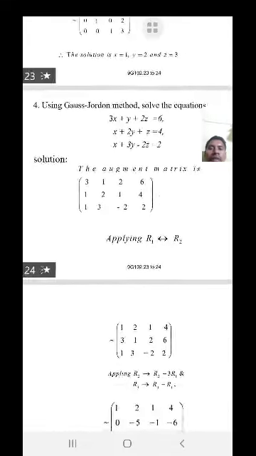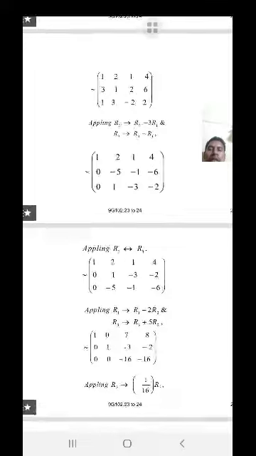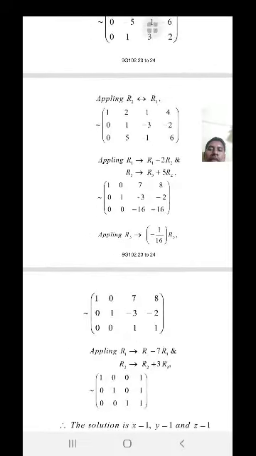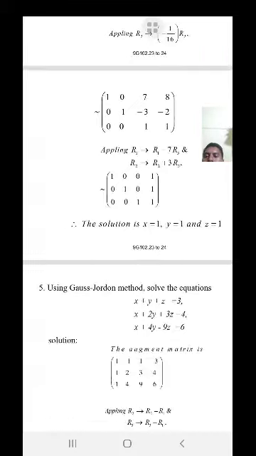Another question is also given. Same as what we did above, you can observe and see here. And finally, the augmented matrix is changed to 1, 0, 0, 0, 1, 0, 0, 0, 1, and the last column is 1, 1, 1. The solution is x equals 1, y equals 1, and z equals 1.